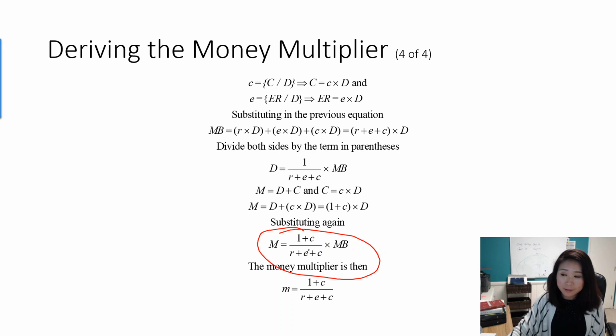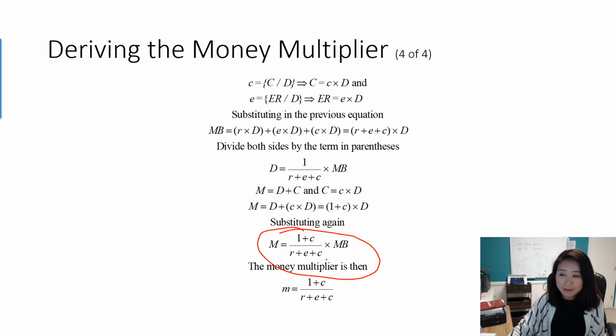So look at the numerator: 1 plus C. What is C? C is the currency ratio. And then divided by R plus E plus C. What is R? R is the required reserve ratio, and E is the excessive reserve ratio, and C is the currency holding in hand ratio, the currency ratio.